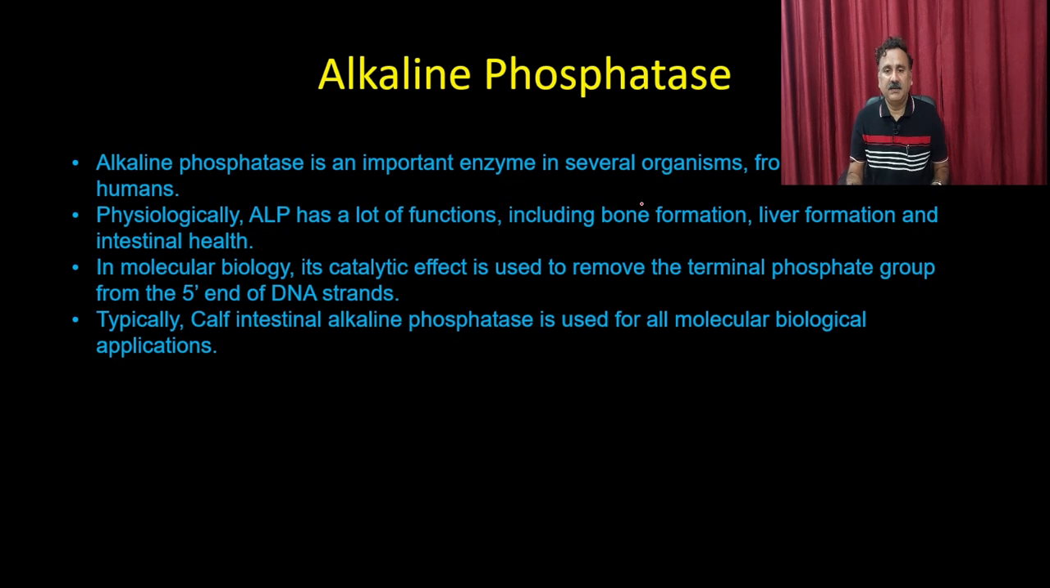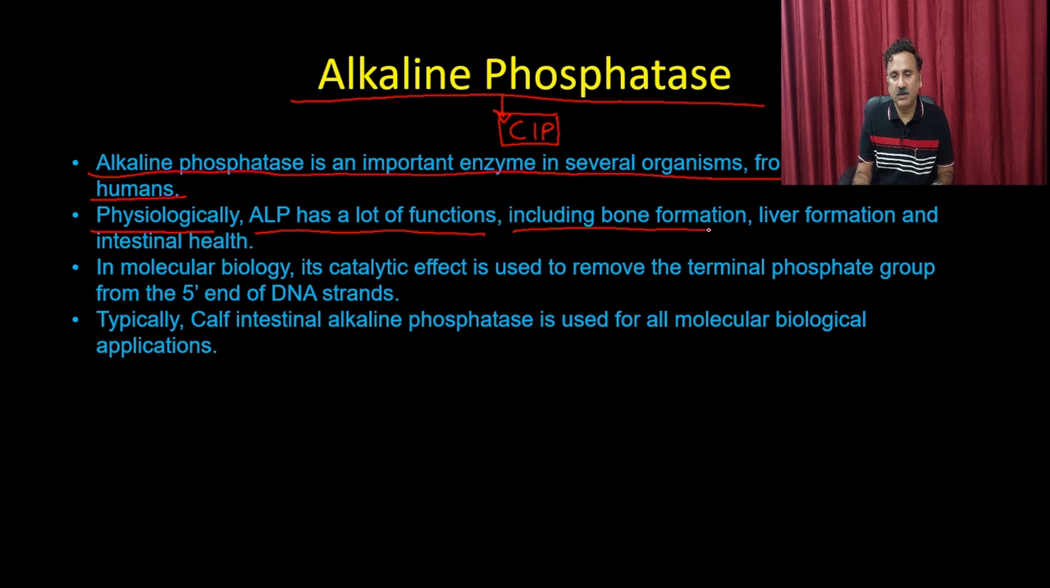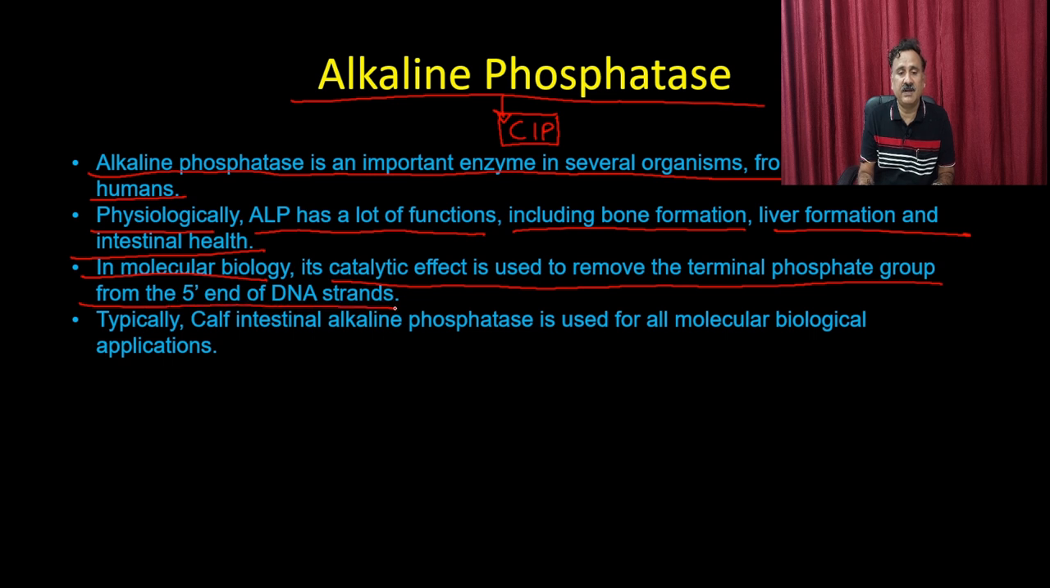Now, the next enzyme is alkaline phosphatase. Alkaline phosphatase is also called CIP, or calf intestinal alkaline phosphatase. Alkaline phosphatase is an important enzyme in several organisms, from bacteria to humans. Physiologically, alkaline phosphatase has a lot of functions including bone formation, liver function and intestinal health. In molecular biology, its catalytic activity is used to remove the terminal phosphate group from the 5' end of DNA strands. Typically, calf intestinal alkaline phosphatase is used for all the molecular biology applications.